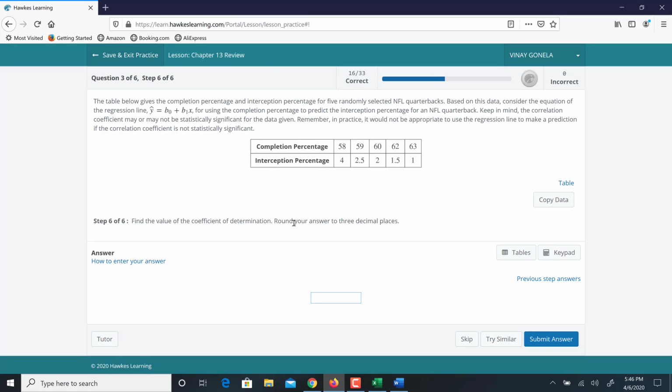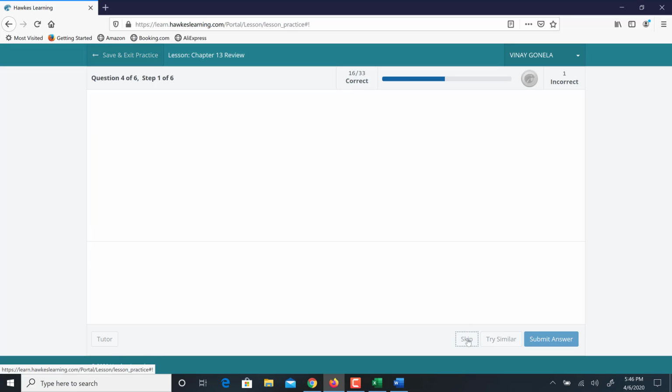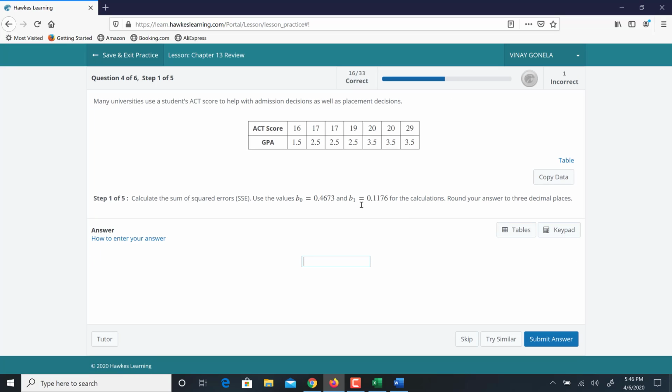Find the value of the coefficient of determination. So this is a different question. Again, we solved this kind of problem, so I can skip this. I will try to solve one more and then I will complete this chapter. So I have an ACT score. Many universities use ACT scores to help admission decisions as well as placement decisions. So you have an ACT score and you are calculating the GPA, so copy it.